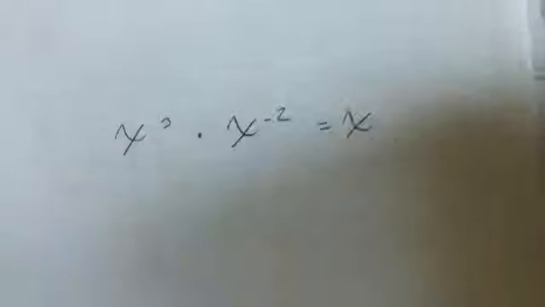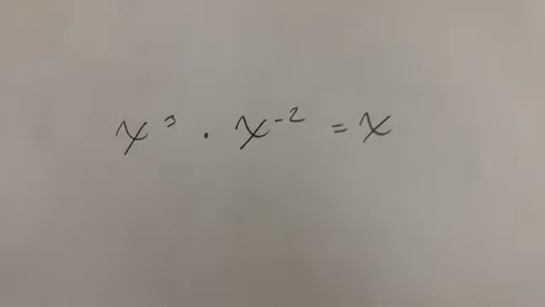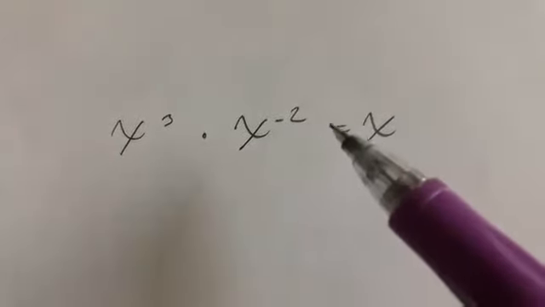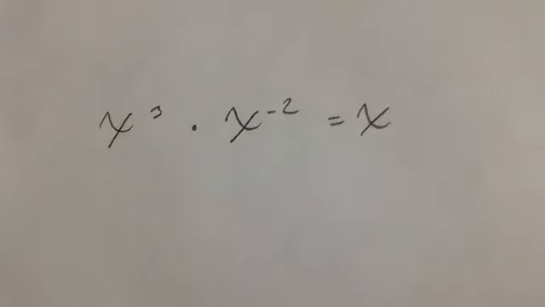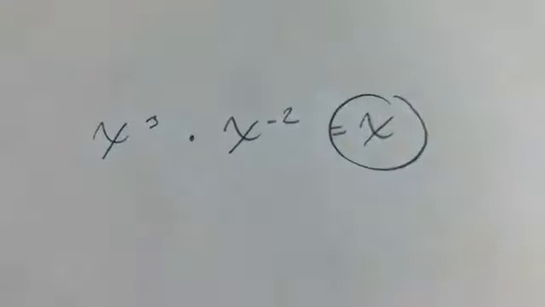Variables can be common bases too. So in this problem, x to the third power times x to the negative second power would equal x. Because first of all, we keep the common base, which is x, and we would add the exponents or the powers. So 3 plus negative 2 would be 1. And since it's just to the first power, it's just the same, so we don't have to show the 1 for the power. So then x would be your final answer.